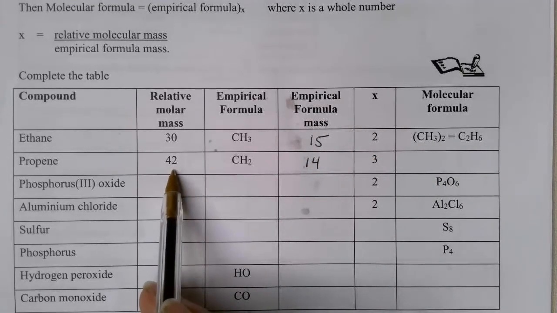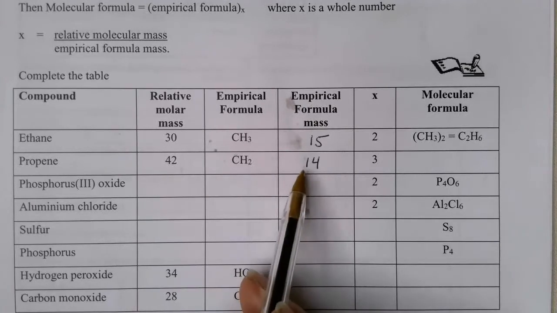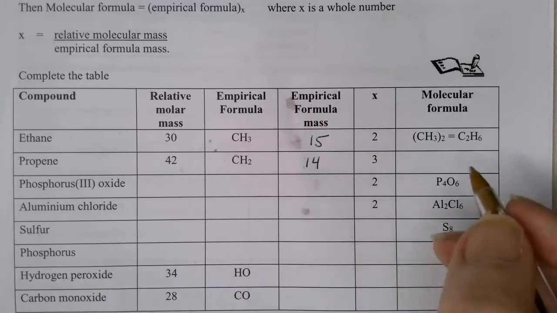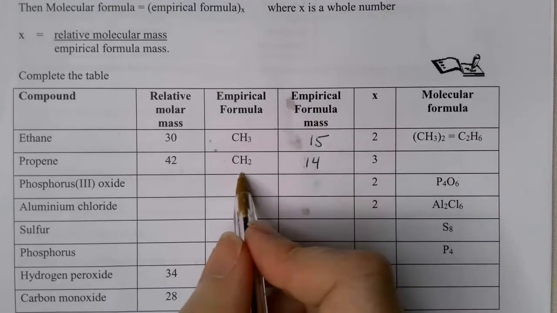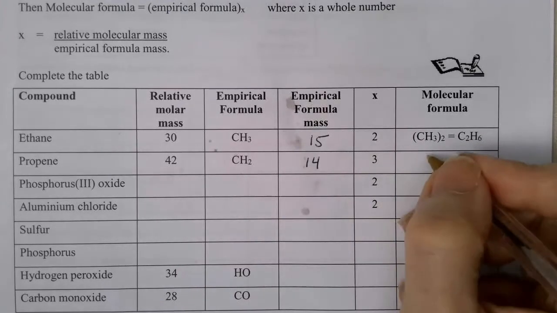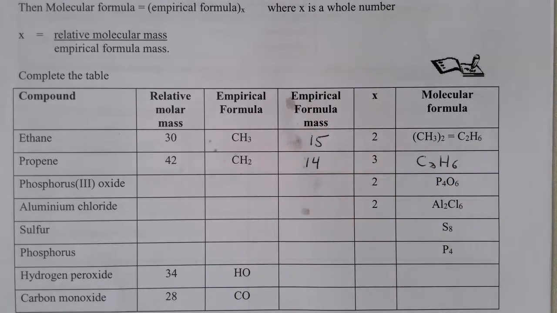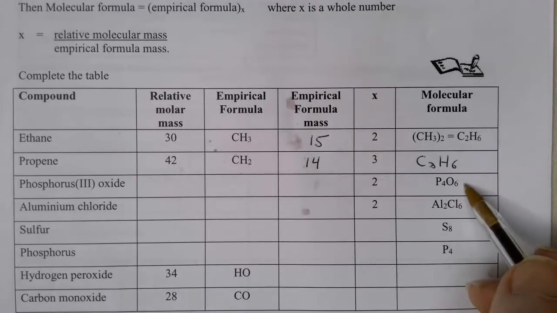Again, if I take my empirical formula as CH2, the empirical formula mass would be 14. Now, if I'm told the relative molar mass, I know that 14 fits into that 3 times. So my molecular formula is 3 times my empirical formula. So I have C3H6.